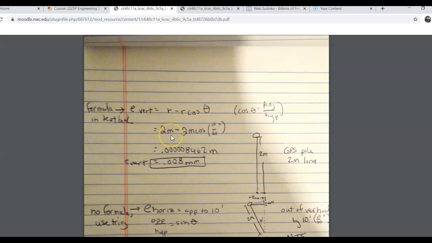So if we take r, the length of the pole, and subtract r times the cosine of theta, we get 2 meters minus just almost 2 meters, just barely under 2 meters. Because if you remember, the cosine of 0 is 1, so the cosine of this tiny little angle is actually closer to 1. So the distance turns out to be 8.462 times 10 to the negative 6 meters, which is 8 times 10 to the minus third millimeters, or 0.008 millimeters.